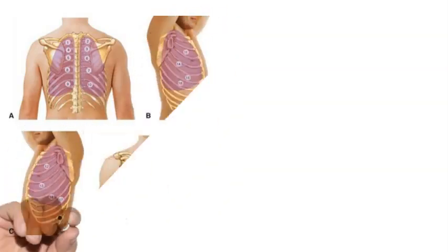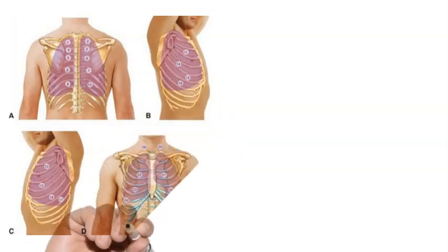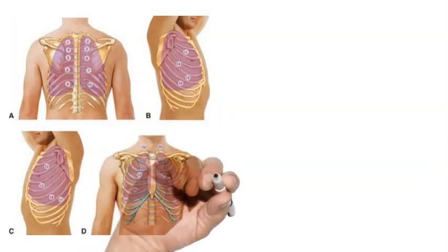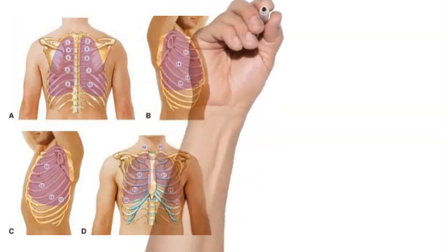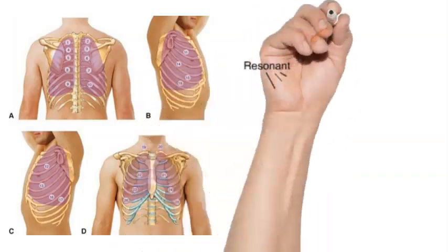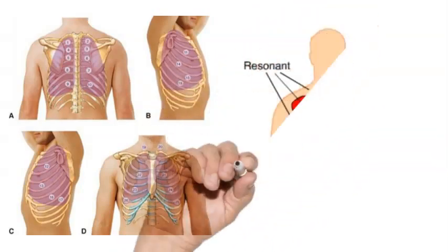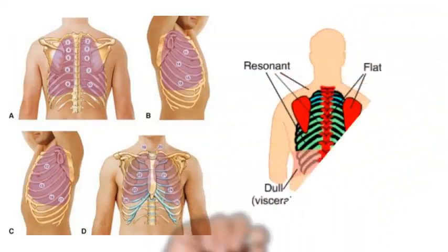A hyperresonant sound may be heard when percussing over an area with overinflated lung tissue, which can occur in patients with asthma or emphysema. By assessing the percussion sounds in different areas of the chest, healthcare providers can detect abnormalities in the lungs and other underlying structures. This information can help guide the diagnosis and treatment of respiratory conditions and other health issues.